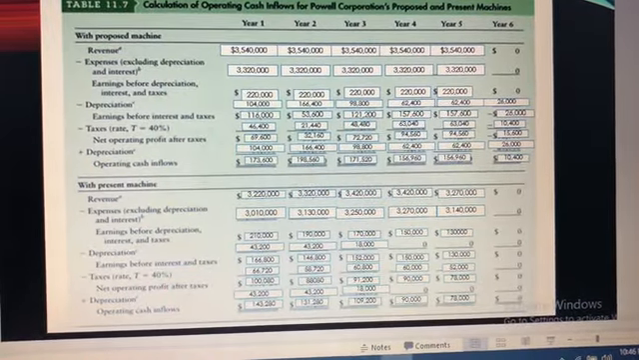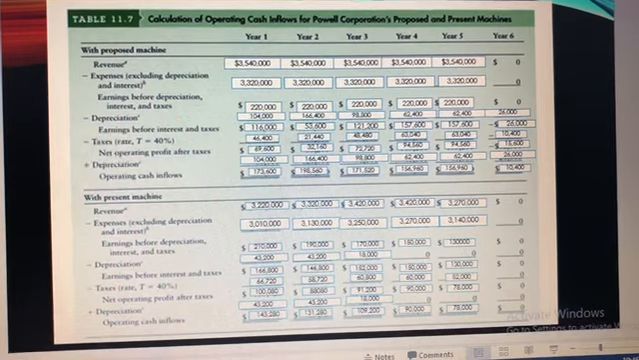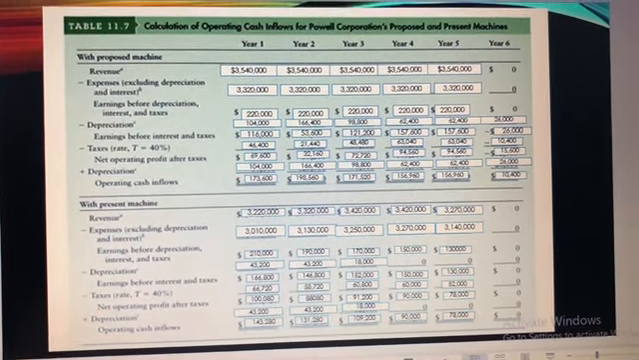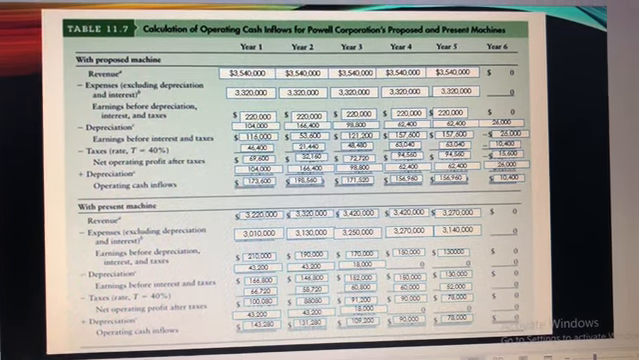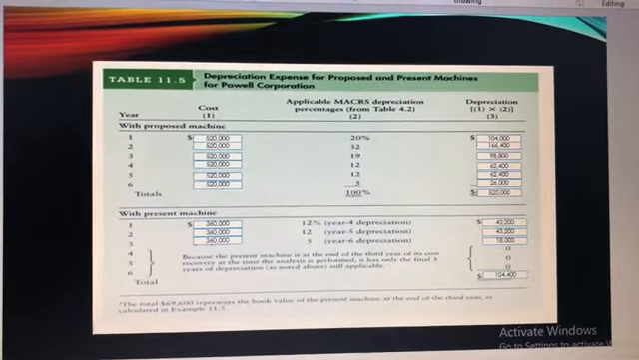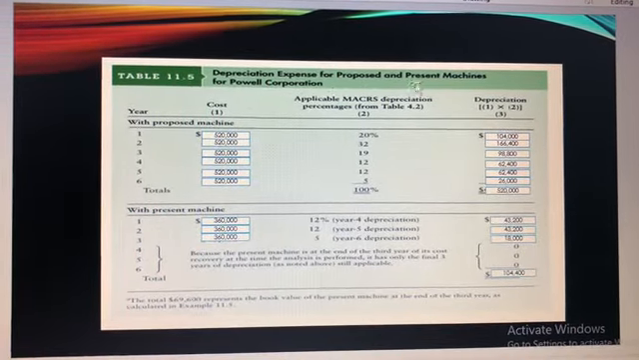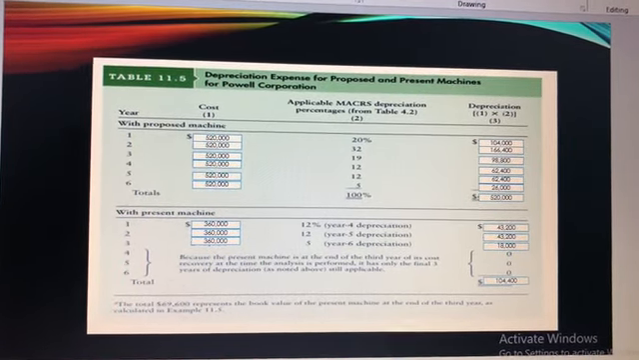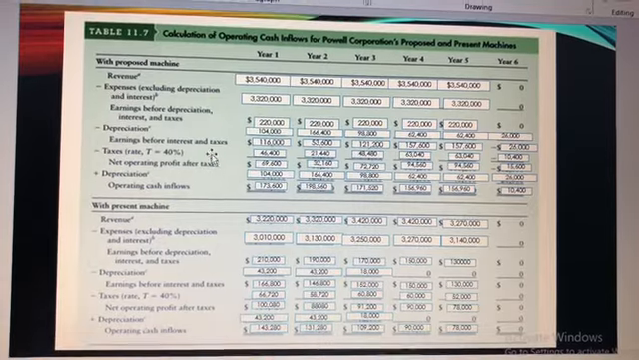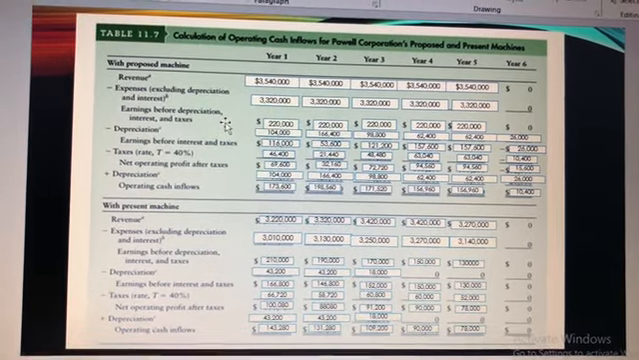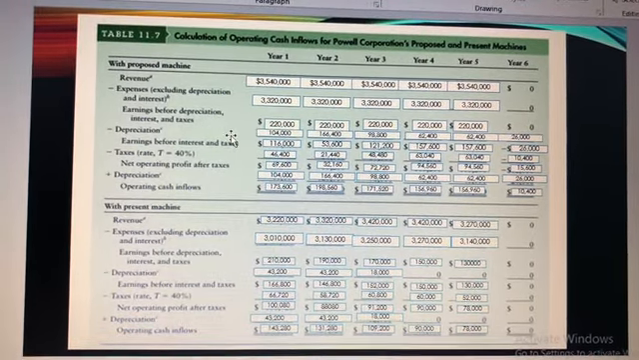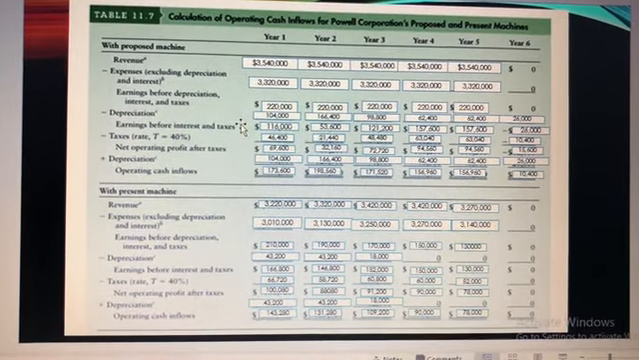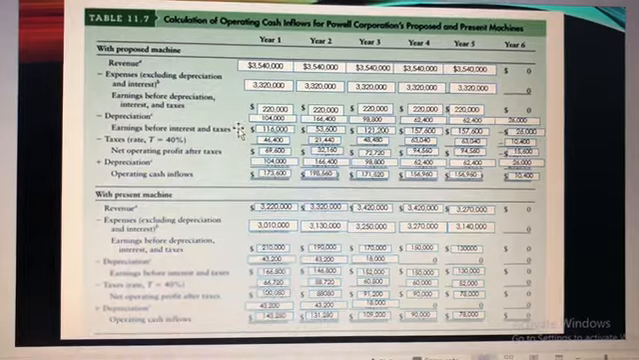After we minus these two, we're gonna get our earnings before depreciation, interest, and taxes, which is going to be 220,000, and we're gonna minus our depreciation by this. Our depreciation is found in table 11.5 right here, 104,000. So we're gonna minus the earnings before depreciation, interest, and tax by the depreciation, which is going to give you 116,000, which is the earnings before interest and taxes.